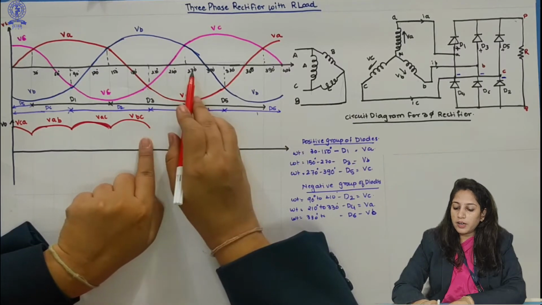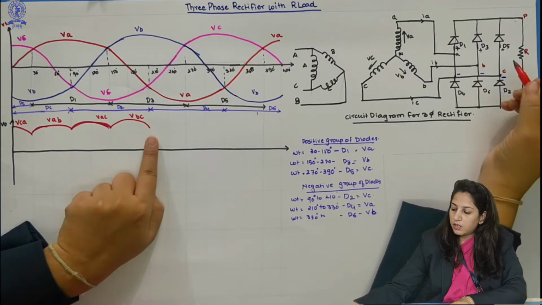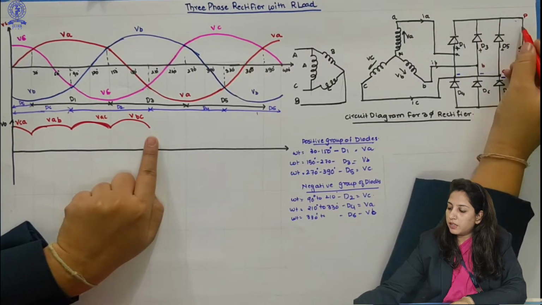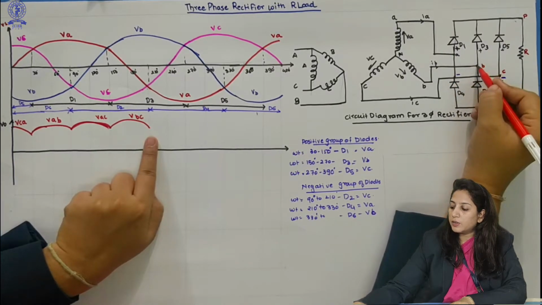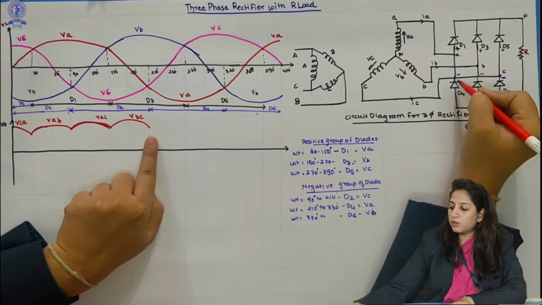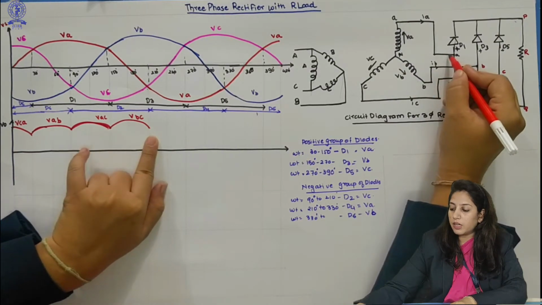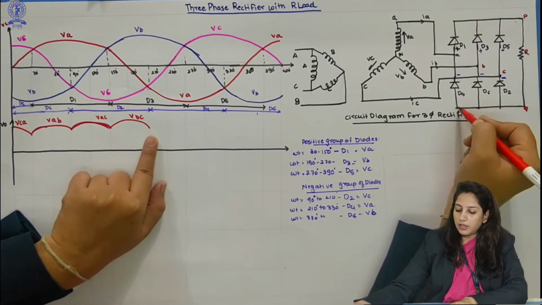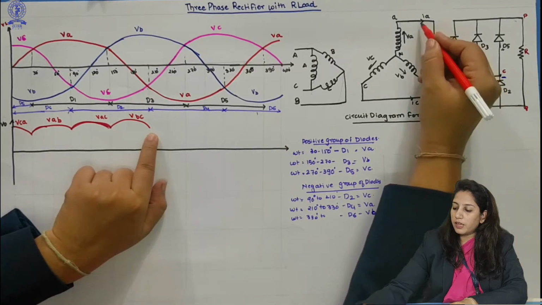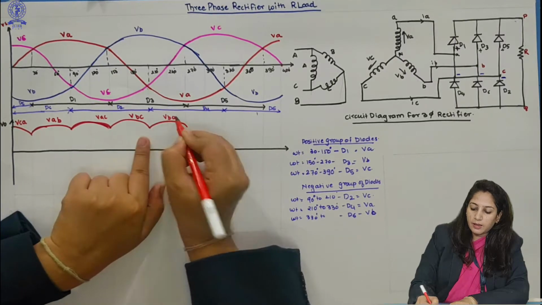Okay. Again, from 210 to 270, D3 and D4 are conducting. D3, that is B, then through resistance, and D4. So this is VBA, because current is flowing first from B and then through A. Now see here, current is going negative, means it is going in the opposite direction compared to VAB. Current is moving from B to A. So D3 and then D4, and then from A it is going to the negative side. So here voltage is VBA.